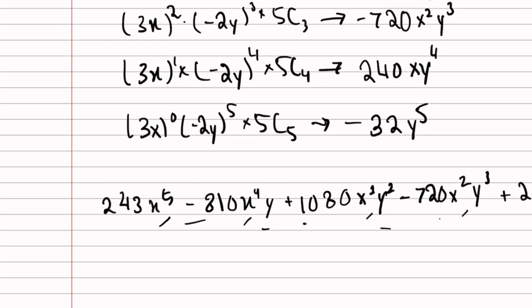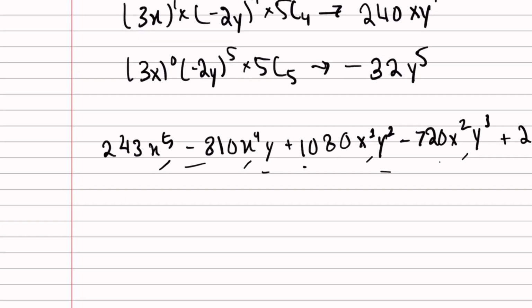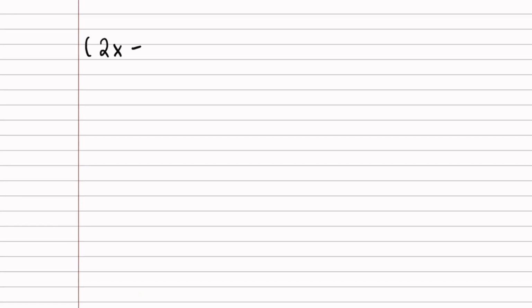Alright, now let's try something else. Let's try something like this question: 2x minus 1 over x to the power of 10. I would like you to find the first 4 terms of this expansion.